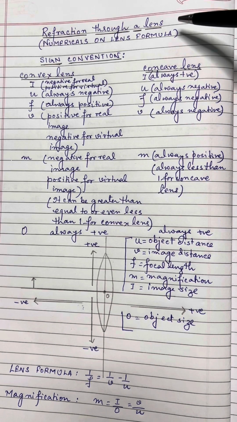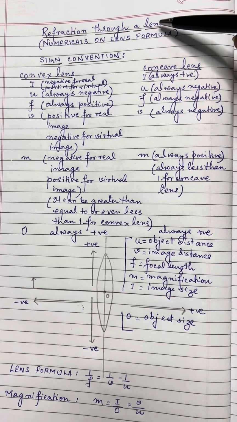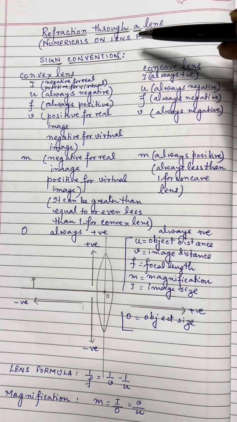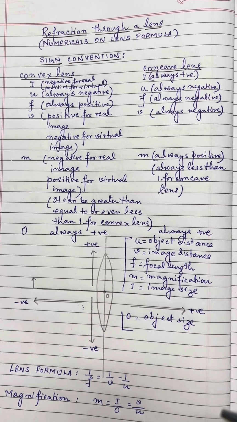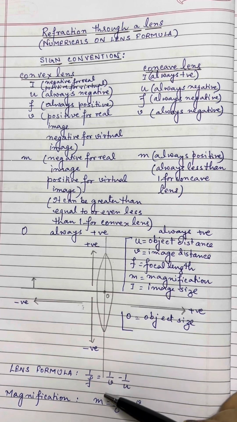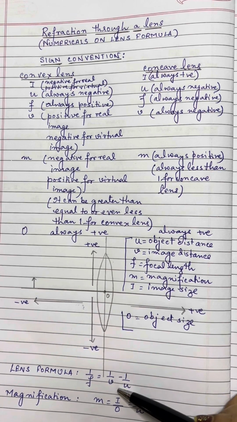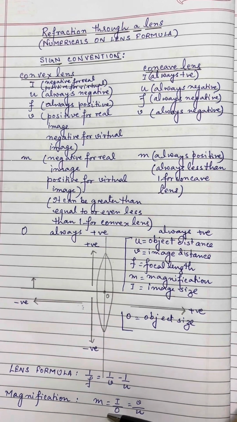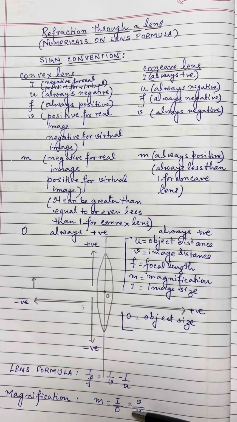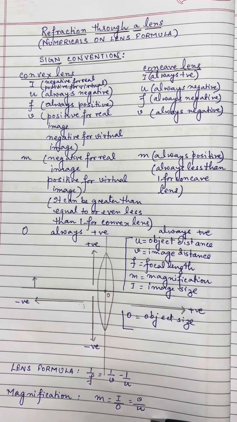Today we shall study refraction through lens, the numericals based on lens formula. The previous knowledge which should be there is that the lens formula is 1 by f equal to 1 by v minus 1 by u. Magnification m is equal to I by o, that is equal to v by u.